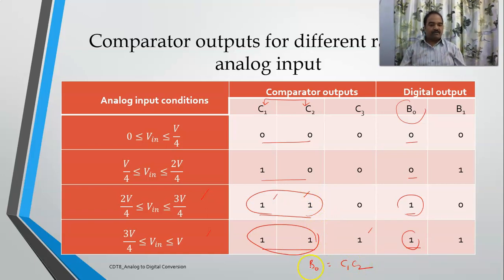Right? If both are 1 only, then you will be getting a 1. If anything is 0, then I won't be getting 1 at the output. Right? So this is simply solved. So how can I realize this one? I will just take C1 and C2. I can directly go with an AND gate.